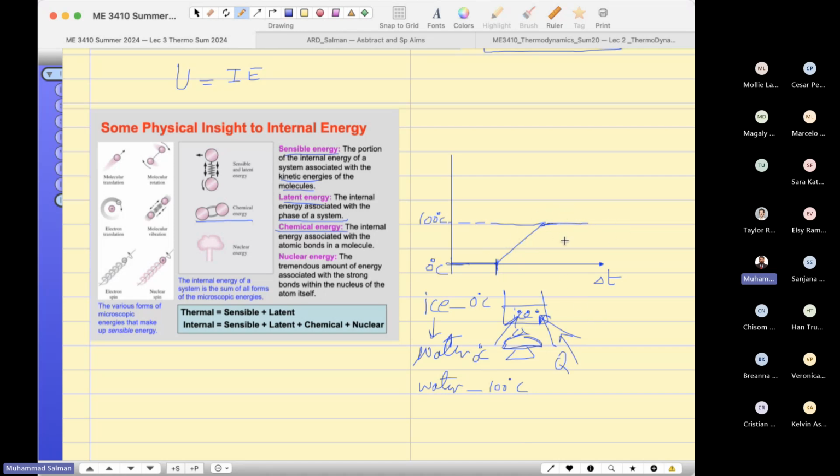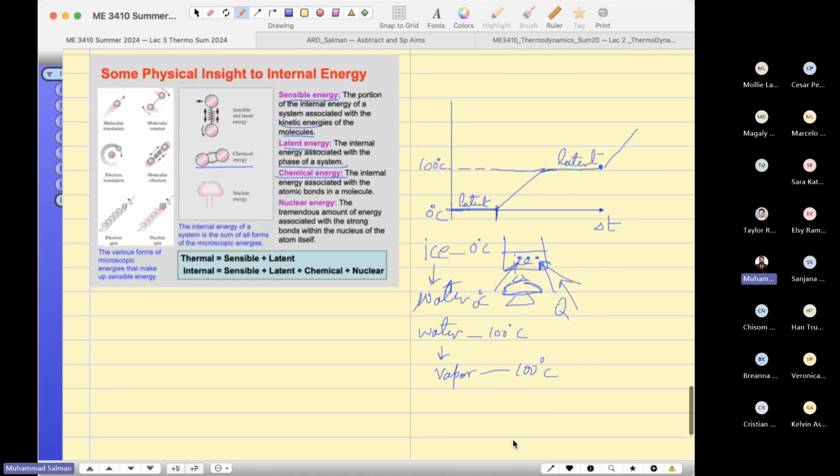This is sensible heat. This is sensible. I'm sorry, I'm doing it opposite. This is not sensible. This is latent. Sensible heat is the heat when the temperature changes. This is latent heat. When the phase changes, there is a latent heat. The temperature remains constant, until the whole water becomes vapor, all the water molecules have been changed to vapor, and vapors are at 100 celsius.